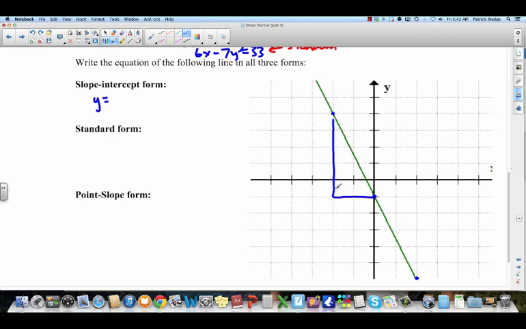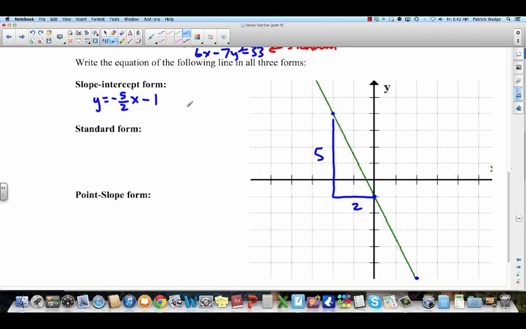1, 2, 3, 4, 5. 1, 2. So the slope is 5 over 2. But wait a minute, is it positive or negative? Negative. So it's negative 5 over 2 x. Now, the y-intercept. What's the y-intercept? It's negative 1. So don't put plus negative 1, just put take away 1. There you go. That's slope-intercept. Slope-intercept. It's so fast. I just love slope-intercept.